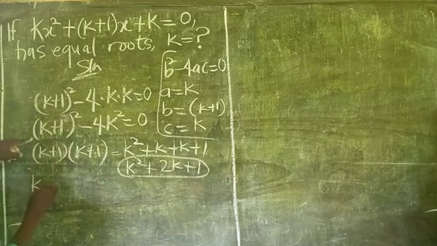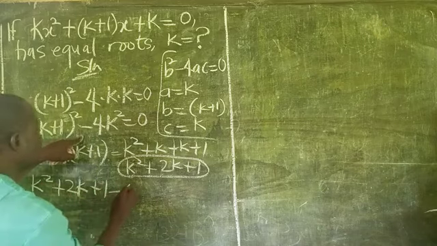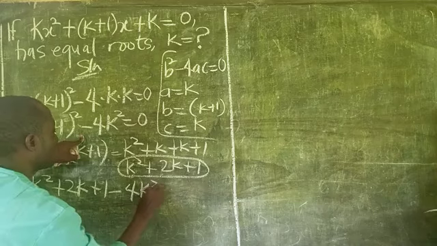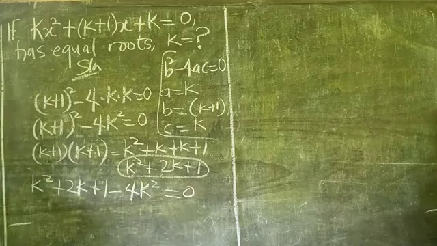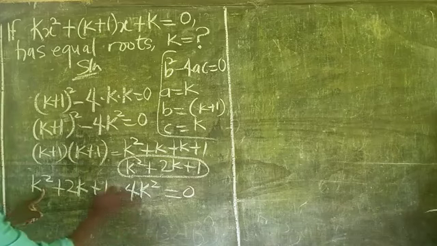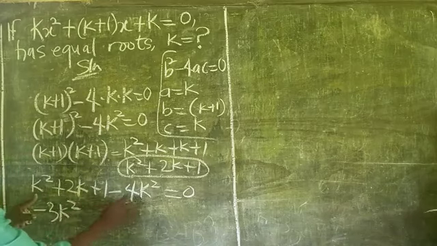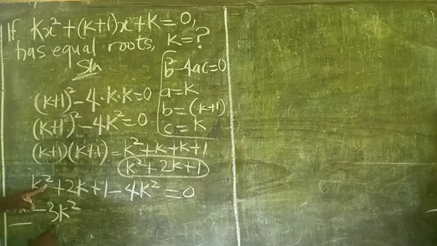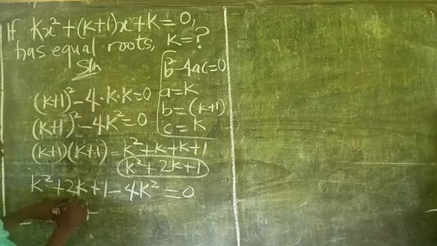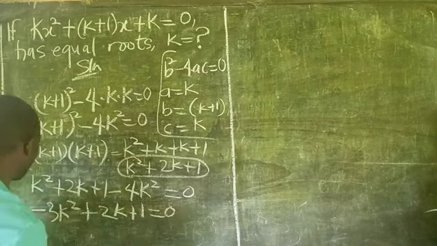It becomes k squared plus 2k plus 1 minus 4k squared equal to 0. Yes, very fine. Now we have k squared and we have minus 4k squared. If we bring this together, minus 4k squared plus 1k squared is minus 3k squared, so we have minus 3k squared plus 2k plus 1 equal to 0.